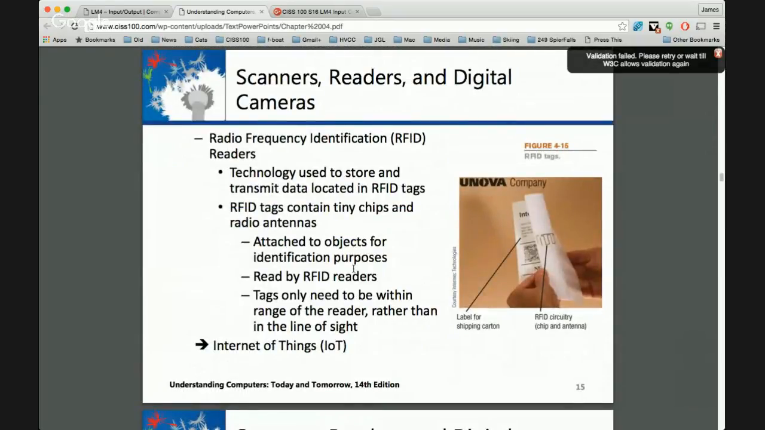RFID is one of the things being used to usher in the Internet of Things. And we're going to look at the Internet of Things when we get to networking. The Internet of Things is essentially our environment becoming sensor rich. And I'll throw out the term, it will reveal a lot of dark data. Dark data is data that was previously undiscovered.